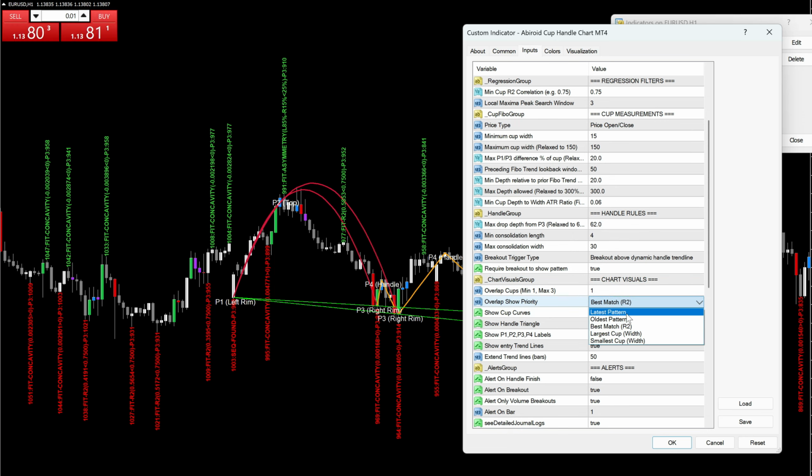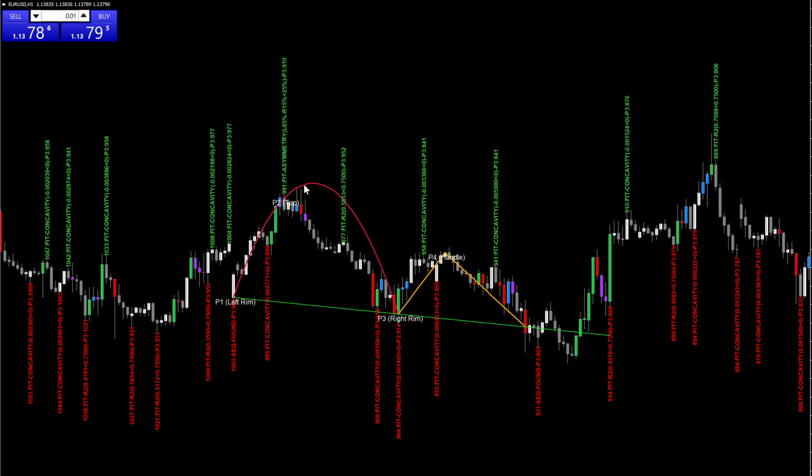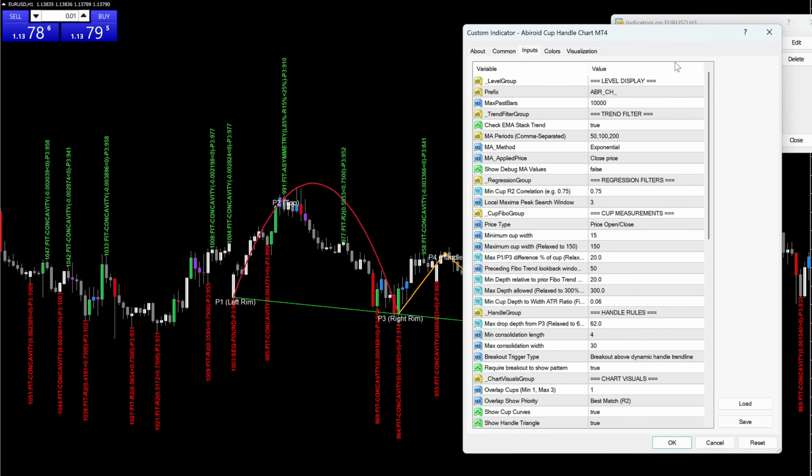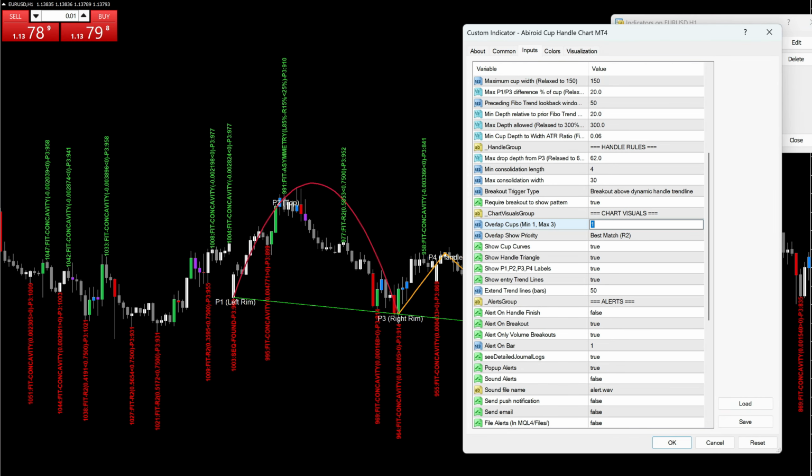So if you only want the latest pattern, if you want the oldest, or if you want the best match, so the cup which has the most adherence to price, that one will be shown. Or if you want the largest or smallest cup, so default value will be this. And if you press OK, this cup's price adheres more to this one. It has a higher R2 coefficient, so it will be shown. Let me just set this back to 3.